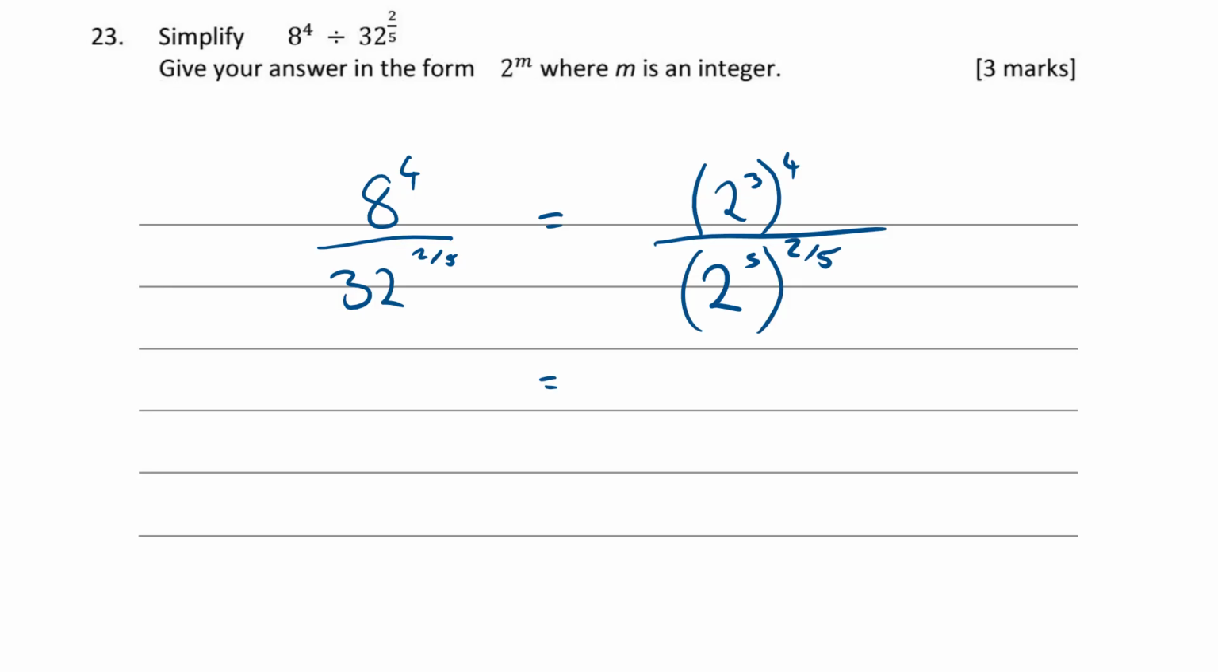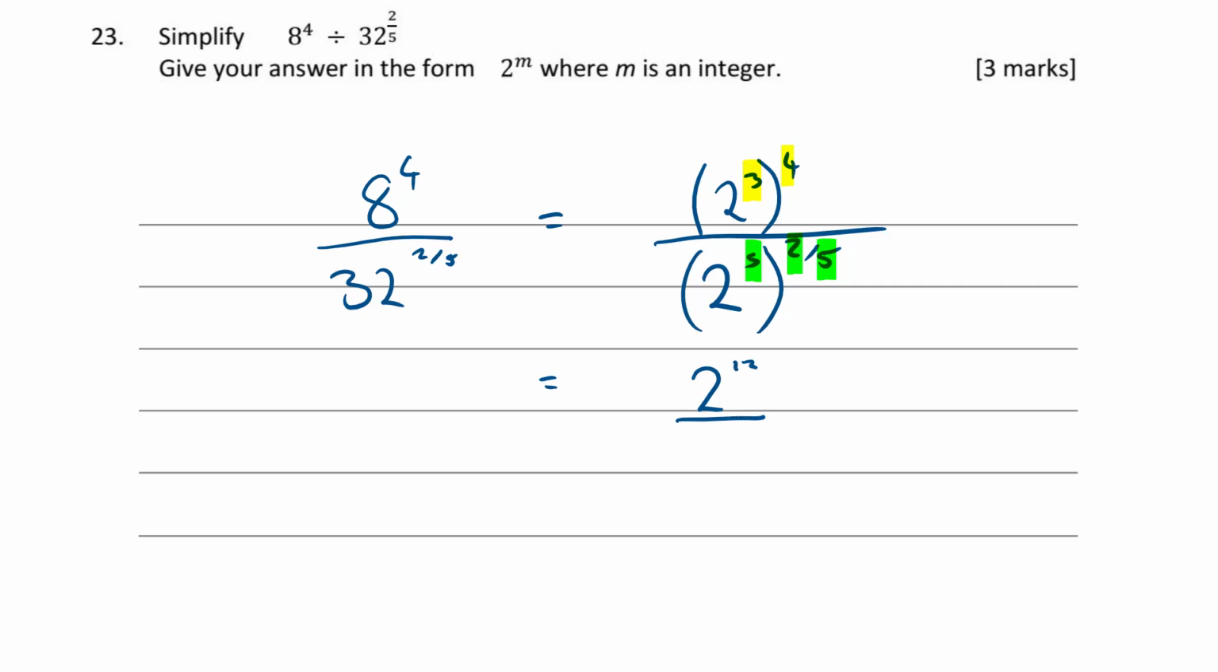Right, so on the top, I've got an index of an index. So 2 to the power of 3 raised to the power of 4. So I have to multiply these two indices together, don't we? So that's going to be 2 to the power of 12 divided by, and the same thing here, I'm going to have to multiply my 5 with my 2/5.